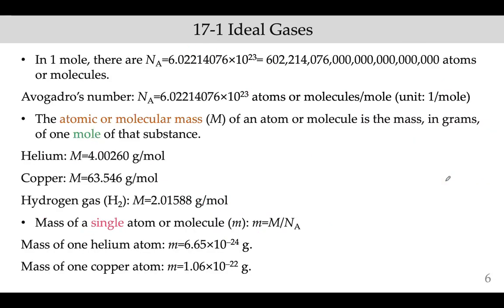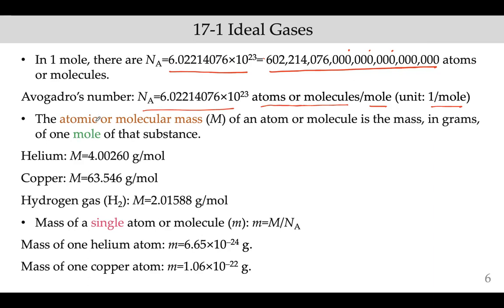So again, let's remember, in 1 mole, there are this many molecules. It's actually this long number. So the Avogadro's number is, as we mentioned, it's this number, and its unit, its dimensions, it's basically counting the numbers, but its unit is atoms or molecules per mole. So unit is inverse mole.